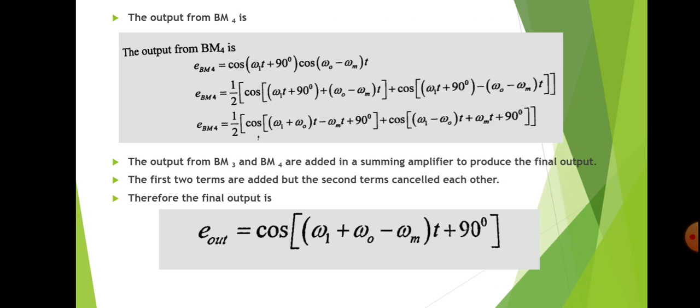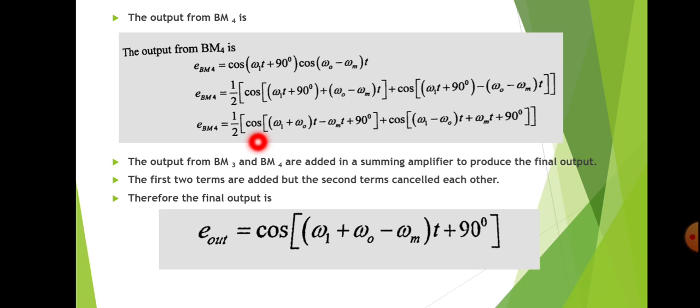Okay. Next, at the output of BM4, BM4 will multiply this carrier signal along with this modulating signal, that is cos omega 1 t plus 90 degrees into cos (omega 0 minus omega m) t. So at the output we will get 1 by 2 into cos (omega 1 plus omega 0) t minus omega m t plus 90 degrees. Similarly, plus (omega 1 minus omega 0) t plus omega m t plus 90 degrees.